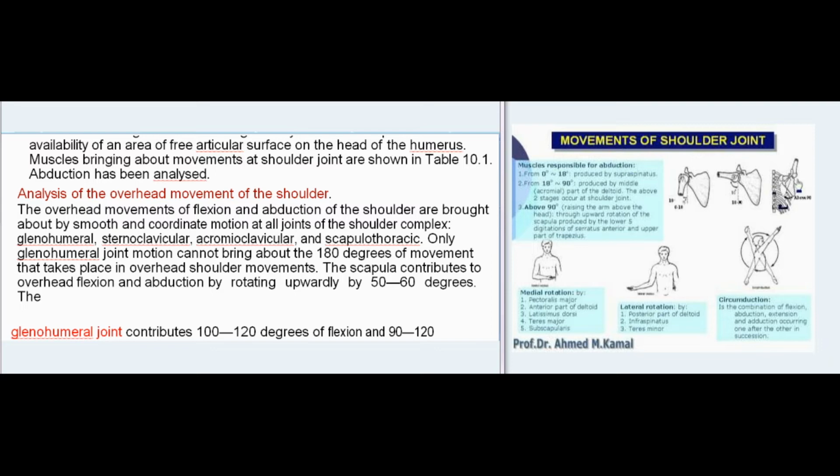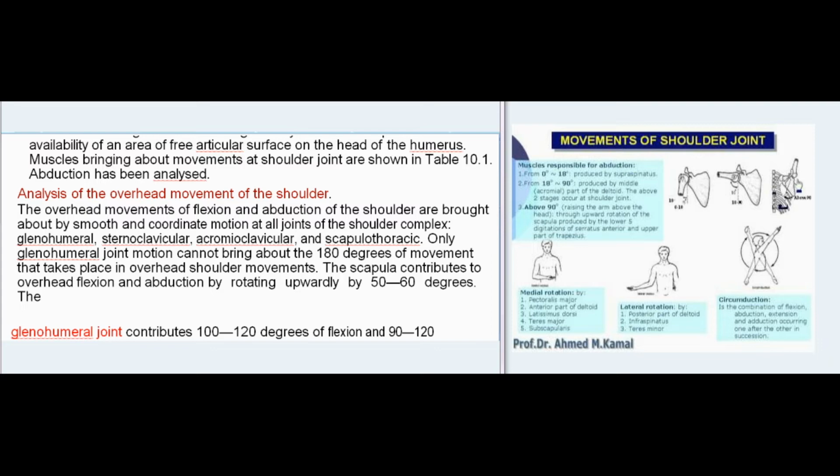Analysis of the overhead movement of the shoulder. The overhead movements of flexion and abduction of the shoulder are brought about by smooth and coordinated motion at all joints of the shoulder complex: glenohumeral, sternoclavicular, acromioclavicular, and scapulothoracic. Glenohumeral joint motion alone cannot bring about the 180 degrees of movement that takes place in overhead shoulder movements.